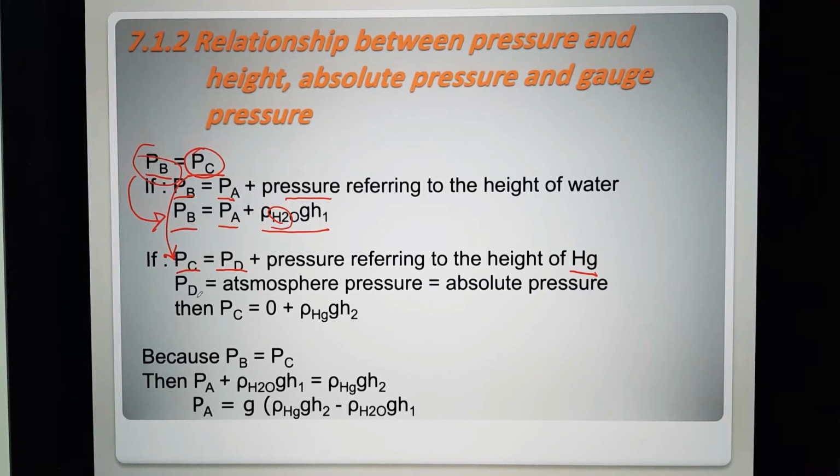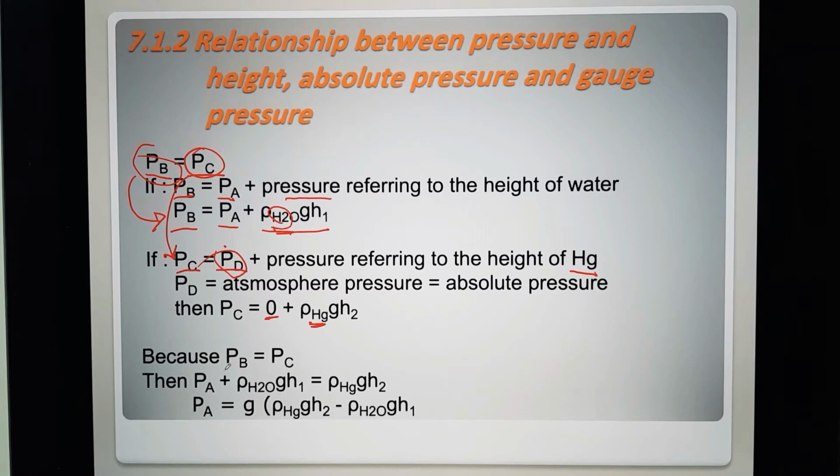So the pressure at D is equivalent to atmospheric pressure, which equals absolute pressure. Absolute pressure basically doesn't have any value, so PD equals 0. The pressure at C is 0 plus H rho G for Mercury. The first one is for H2O, and the second one is Mercury.